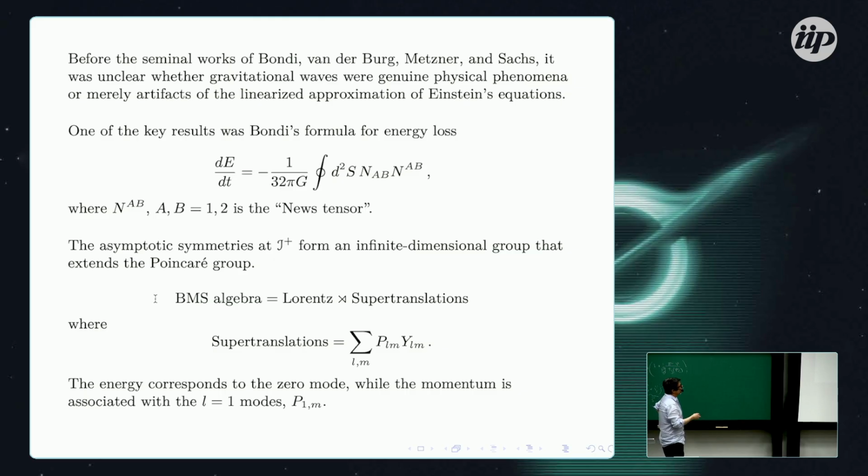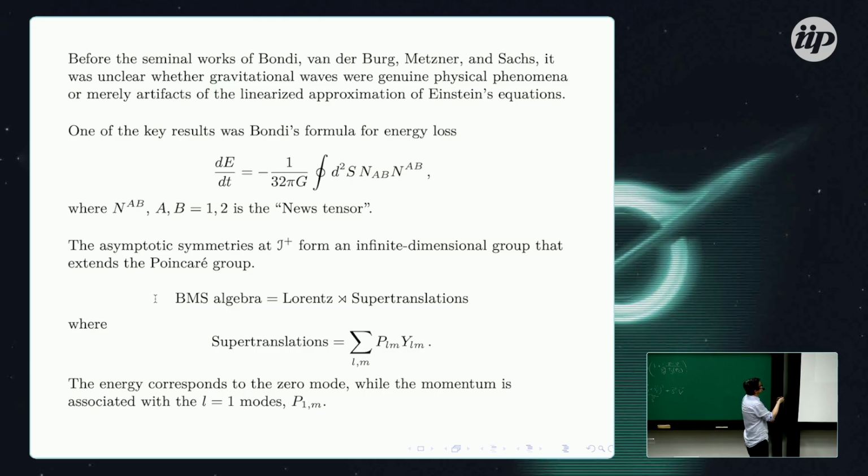In addition, in particular after the works of Sachs, it was clear that the asymptotic symmetry algebra near scri plus was not the standard Poincaré algebra. This symmetry was extended by the so-called supertranslations, in such a way that the symmetry of the spacetime near null infinity is given by the so-called BMS algebra, which consists of the semi-direct sum of Lorentz generators with an infinite number of supertranslations.